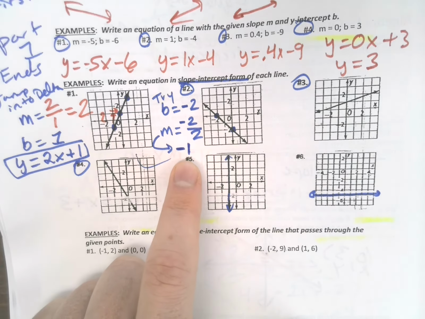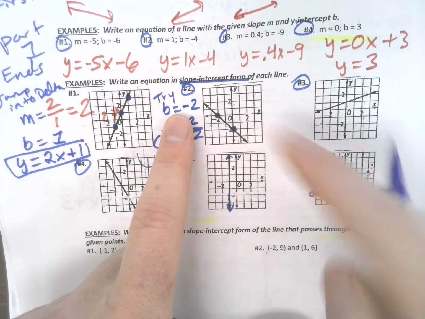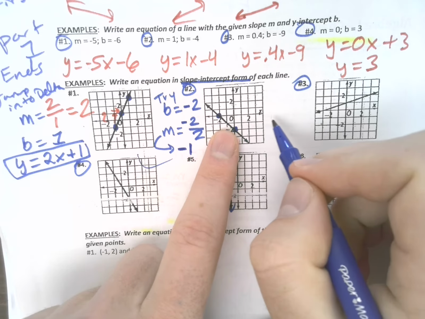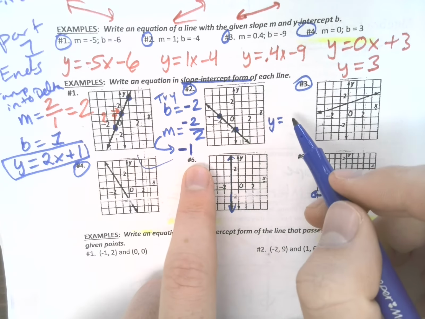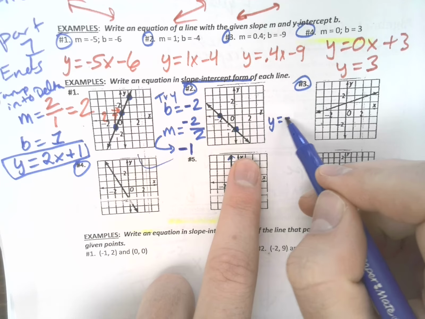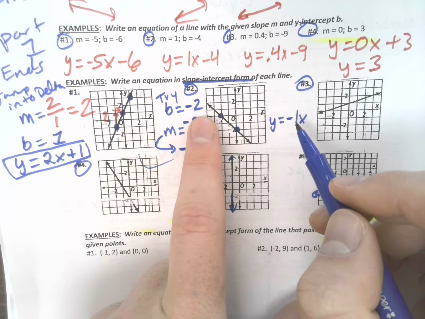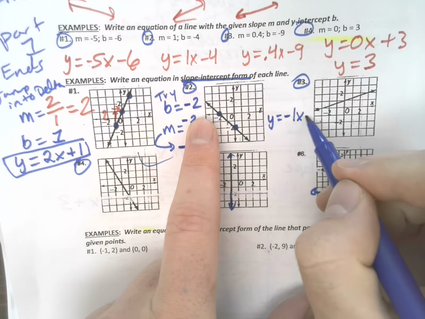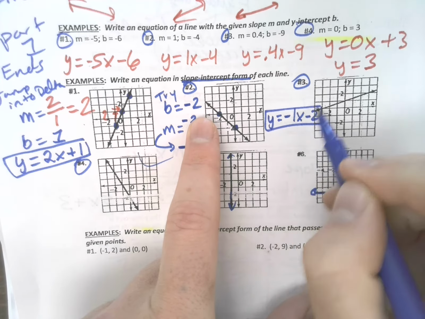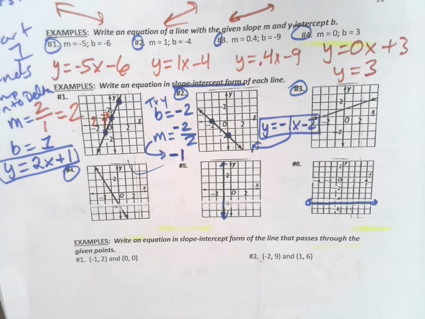So Hunter, I'm going to let you put it all together here. Our slope is -1, y-intercept's -2. What will our equation look like? Y equals -1x plus -2. And if it's plus a negative, could we just put minus? Yeah. Nice work. So y equals -1x minus 2. Good work.